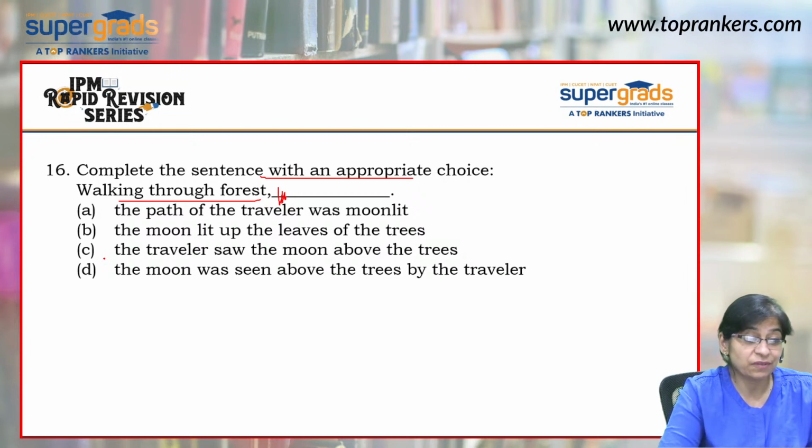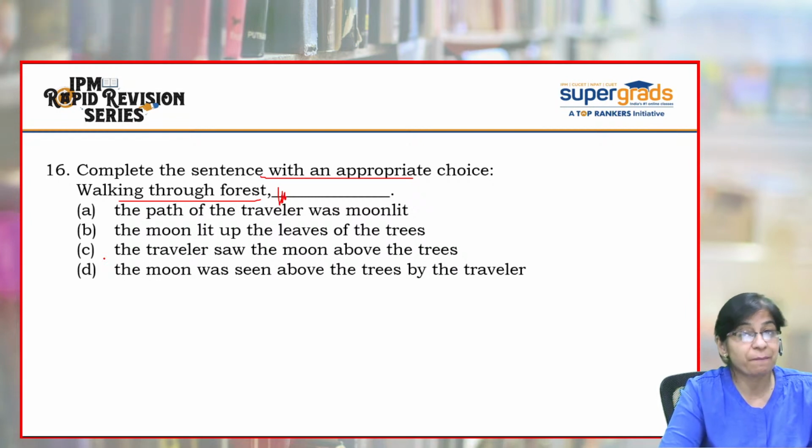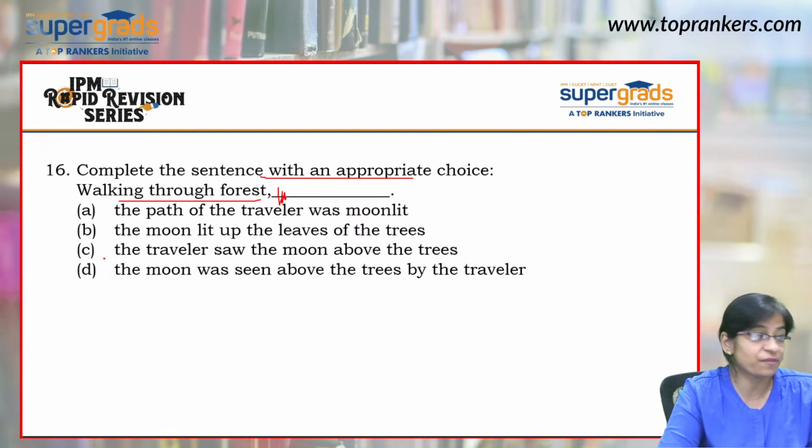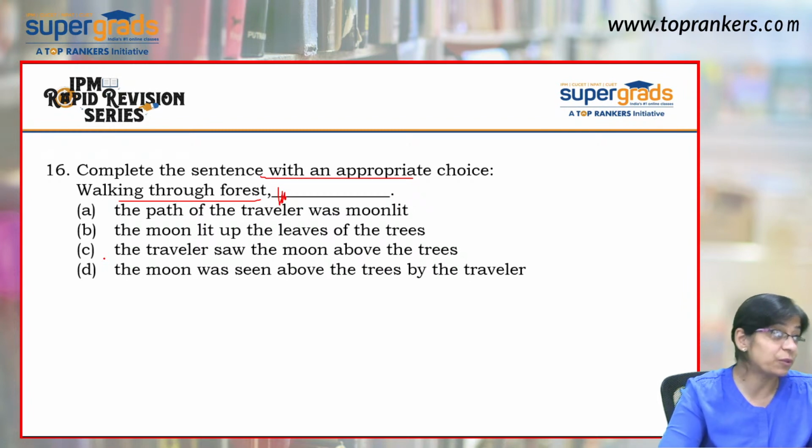Was it the path of the traveler was moonlit? The moon lit up the leaves of the trees. Can it be the traveler saw the moon above the trees? The moon was seen above the tree by the traveler. Which part do you think best conveys the idea? Okay, I've got several answers, right? Yes, I agree with all of you.